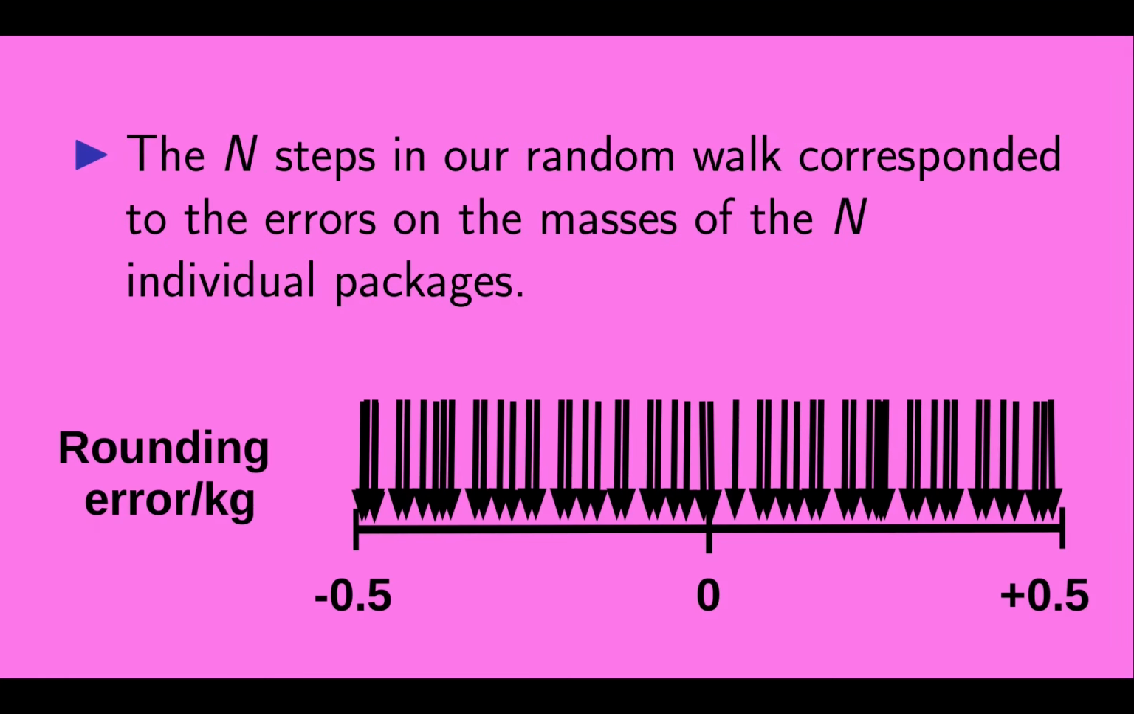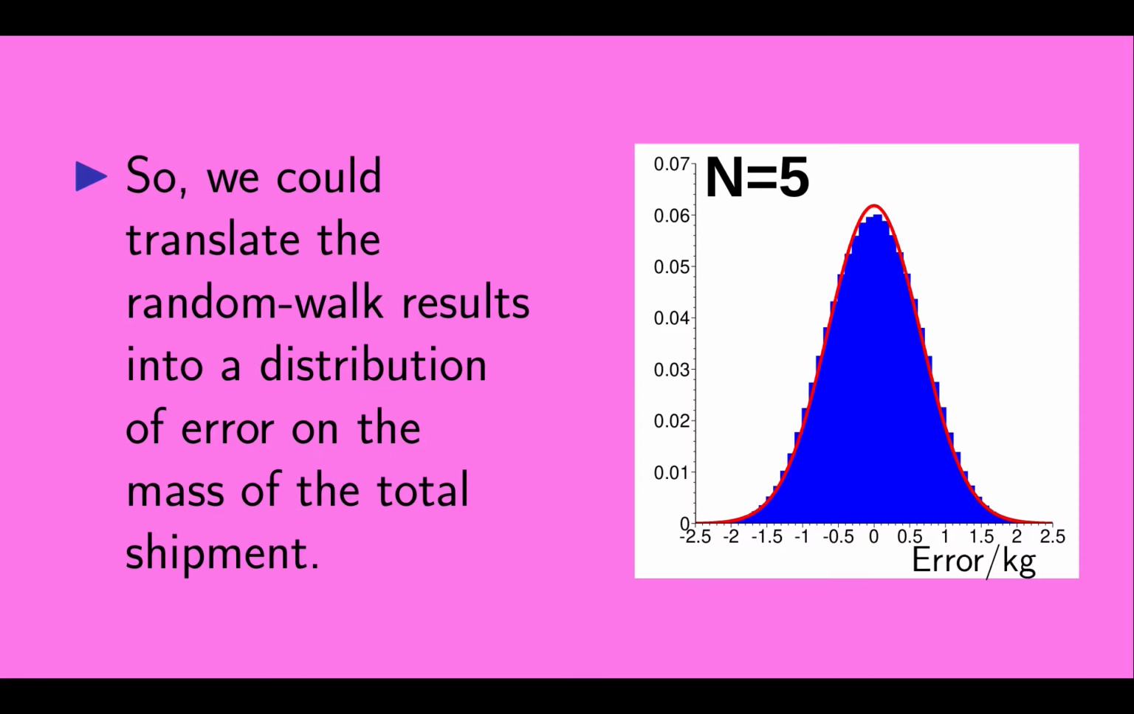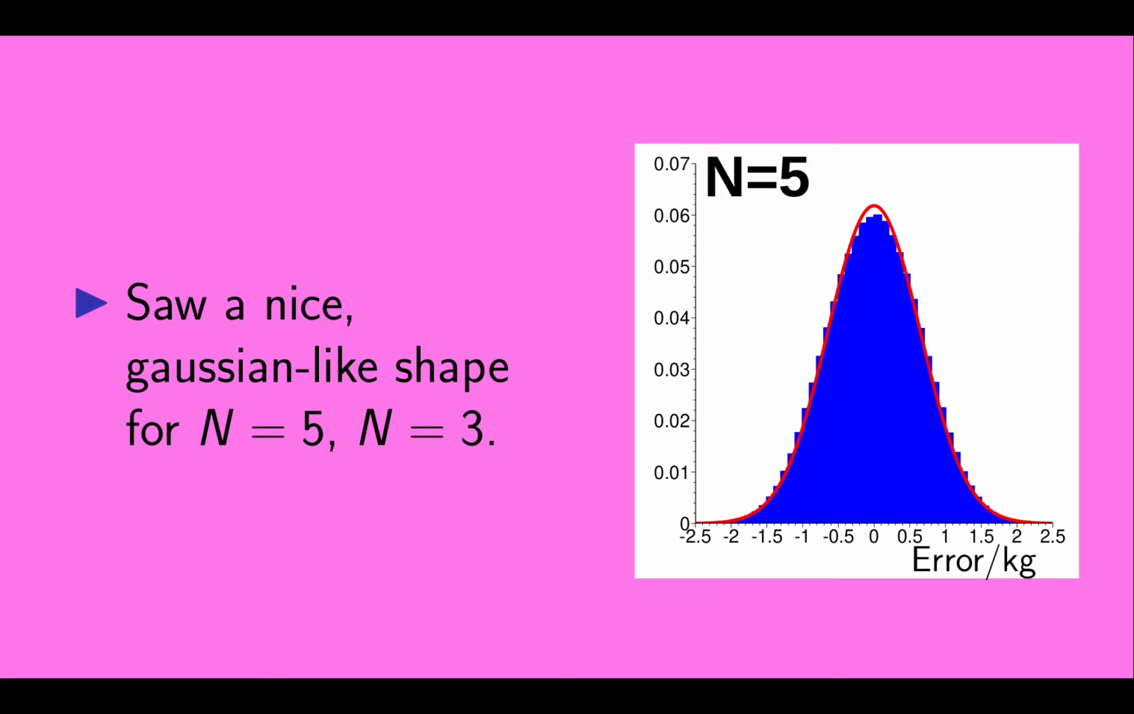Then the n steps in our random walk corresponded to the errors on the masses of the n packages, up to a scaling factor of 0.5 kilograms. So we could translate the random walk simulation results into a distribution of error on the mass of the total shipment. And we saw a nice Gaussian-like shape for n equals 5 and a slightly less Gaussian-looking shape for n equals 3.